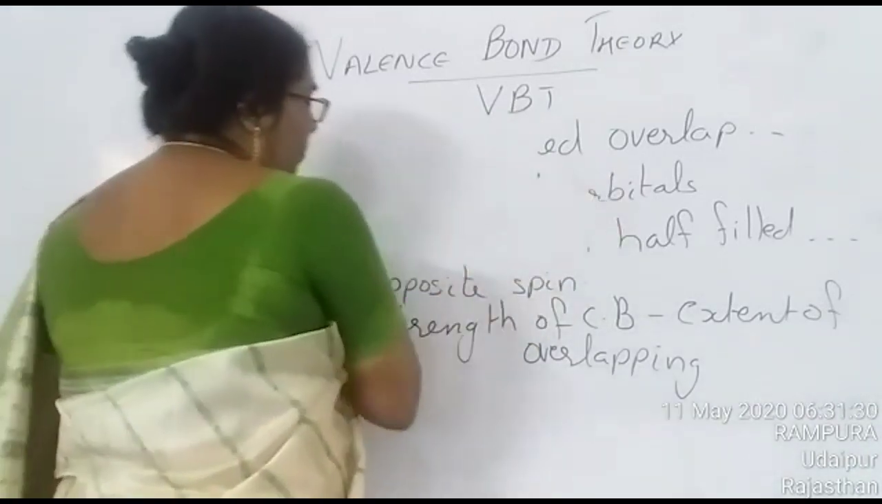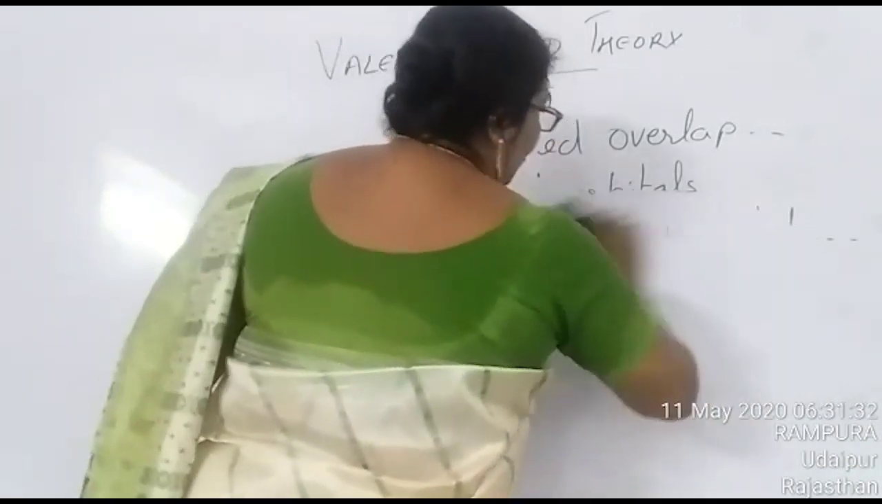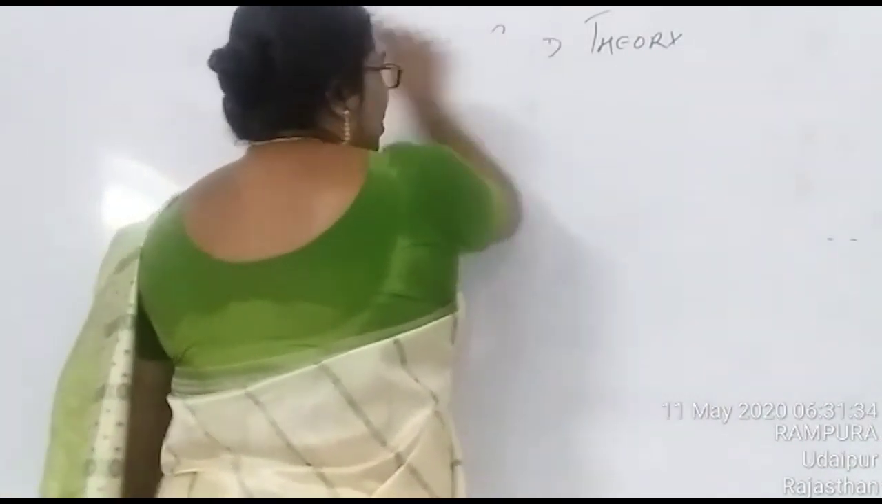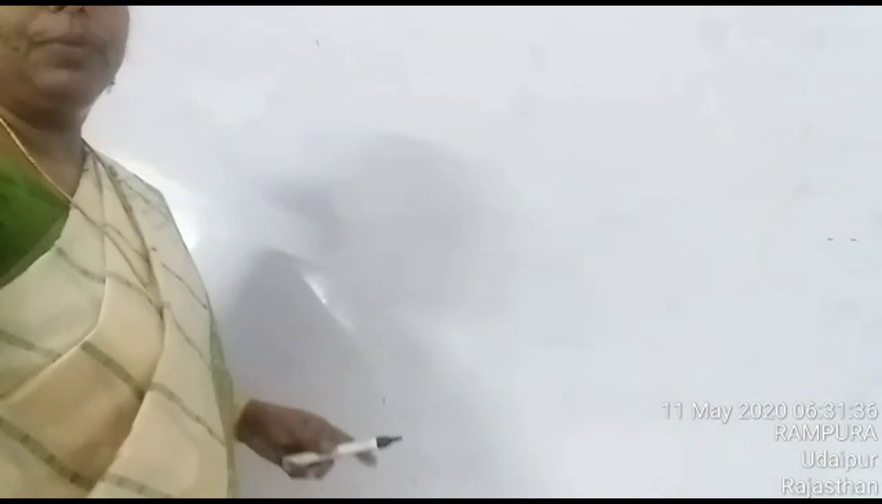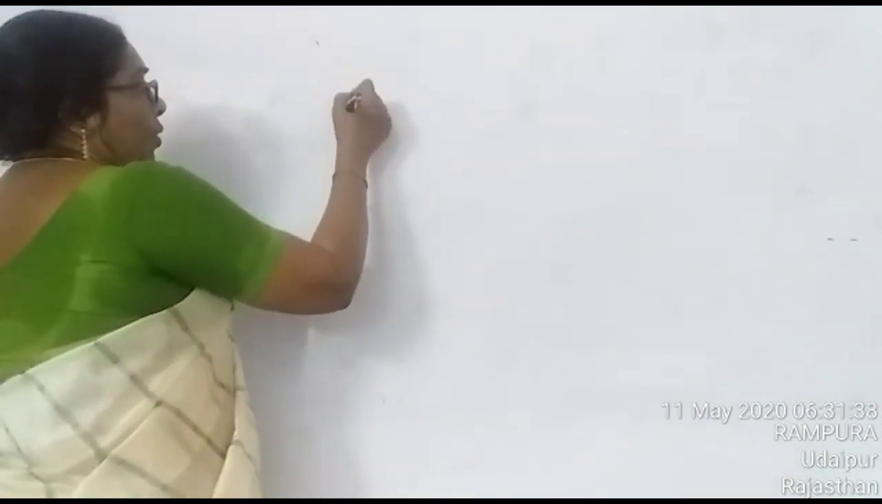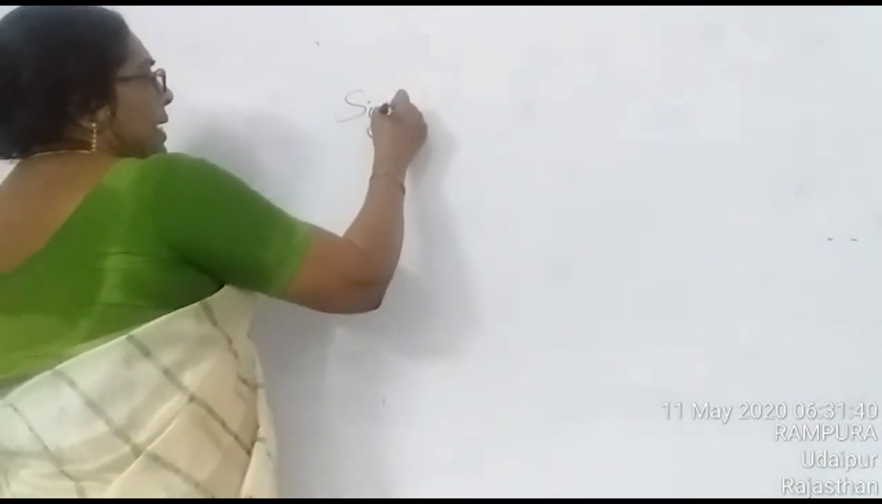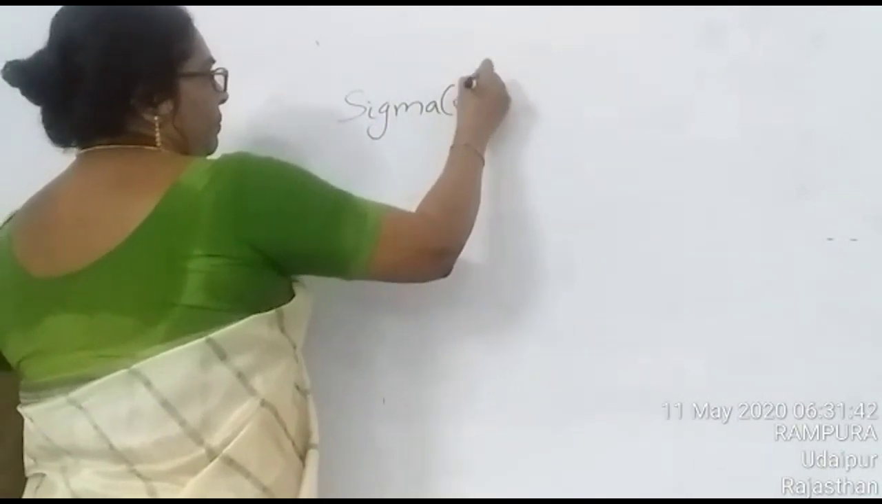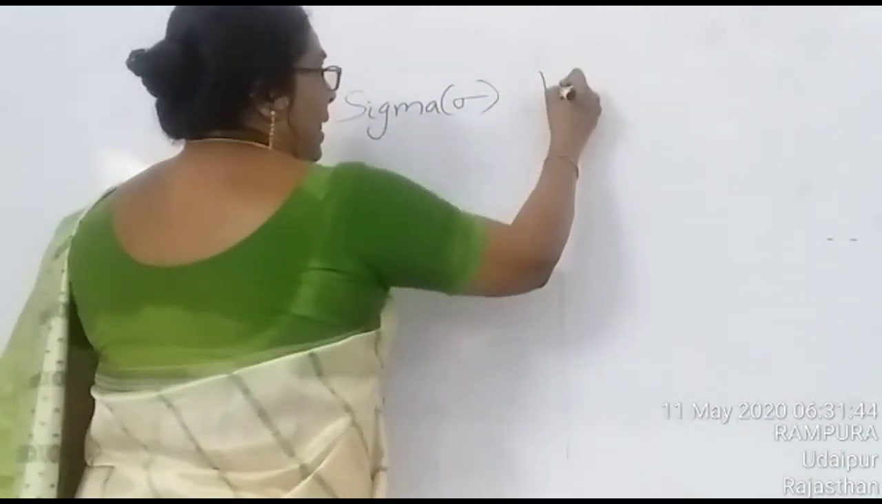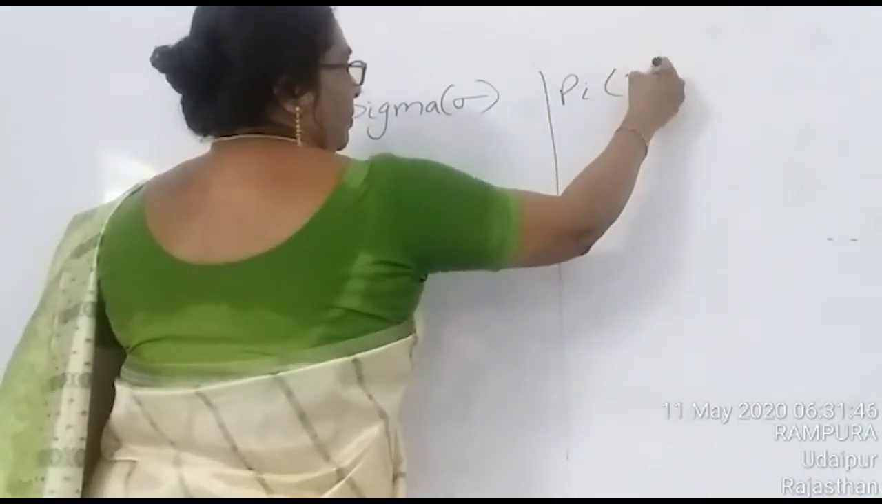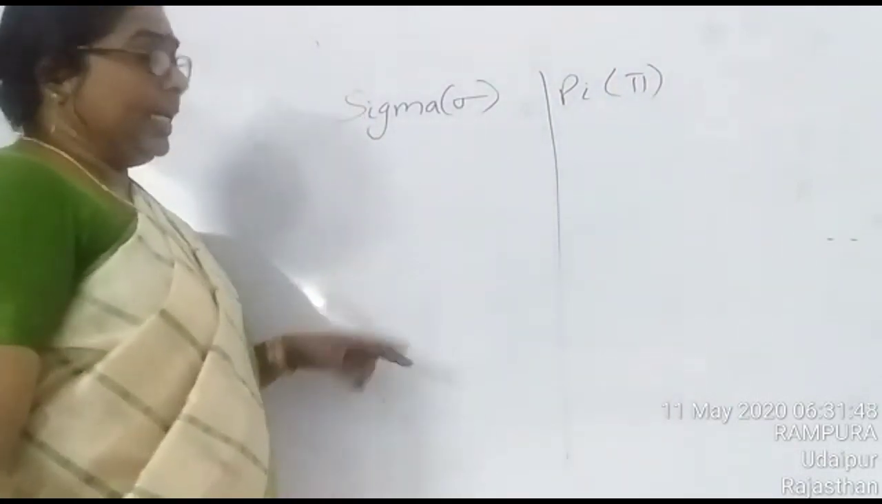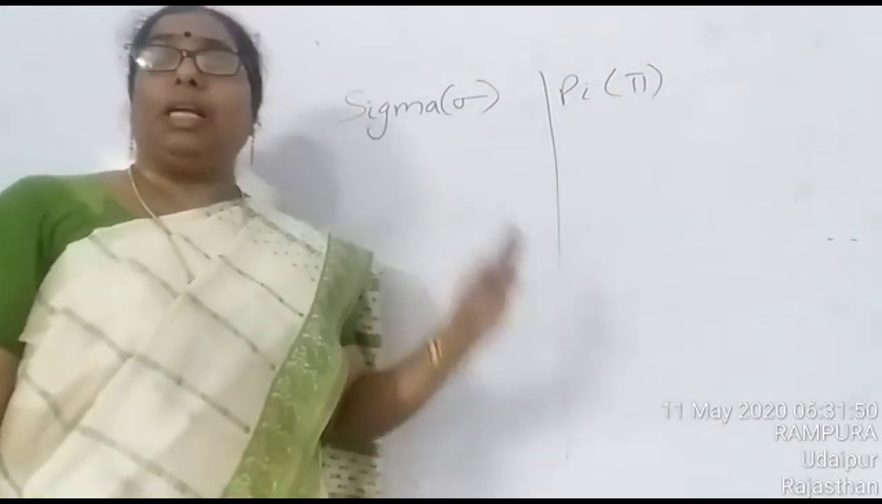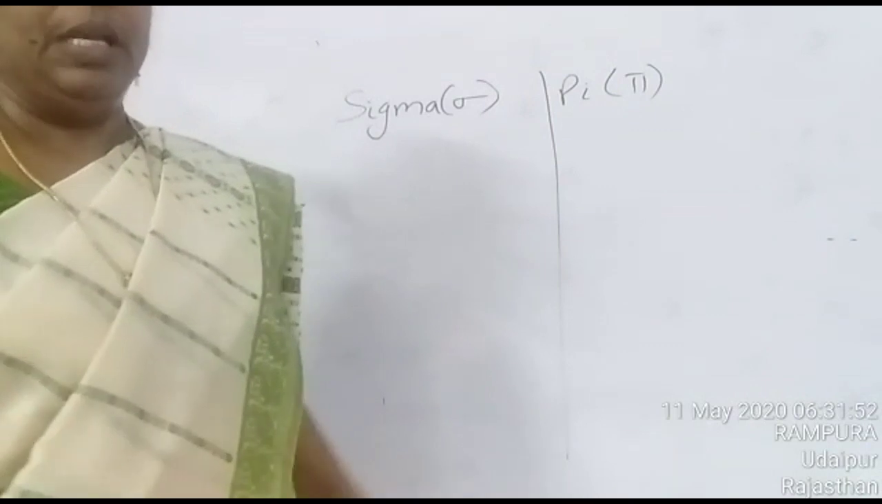Now let us study the different types of covalent bond. A covalent bond we can divide into two types, sigma bond and pi bond. Is it clear, children? So first let us see what the sigma and pi bonds are.